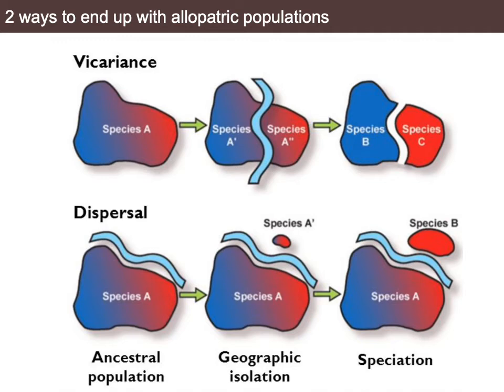Okay? So in both of these cases, we end up with new species. It's just, how did that physical isolation arise? Was it due to division of the distribution of the ancestral species, or was it through the dispersal and expansion of the range of this species? Okay.